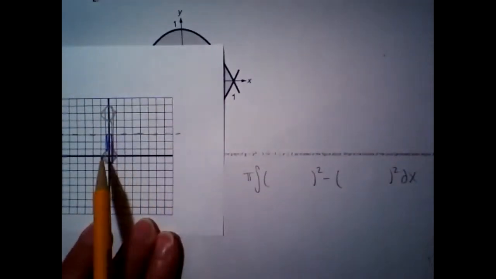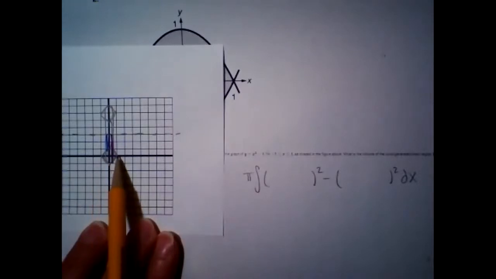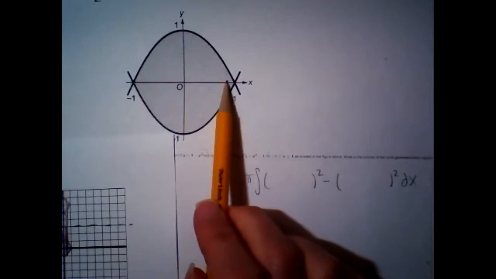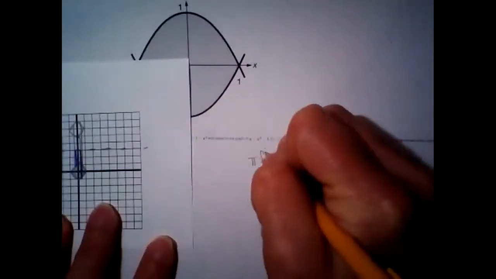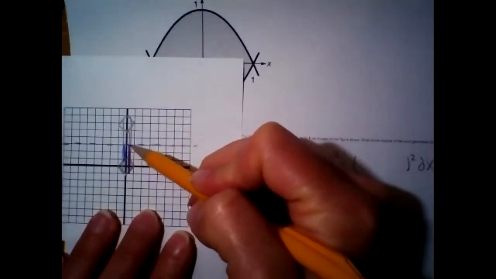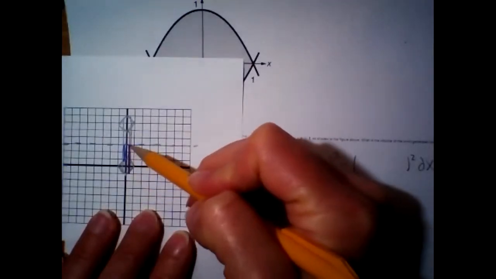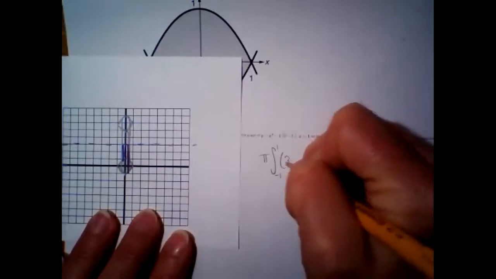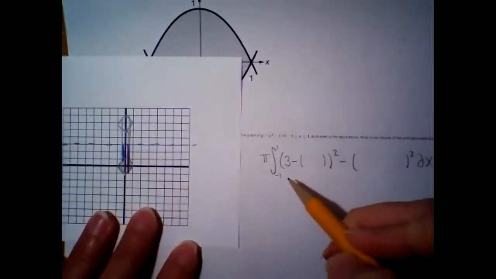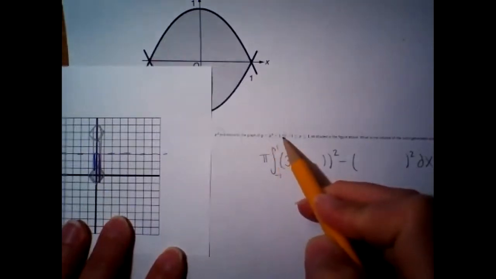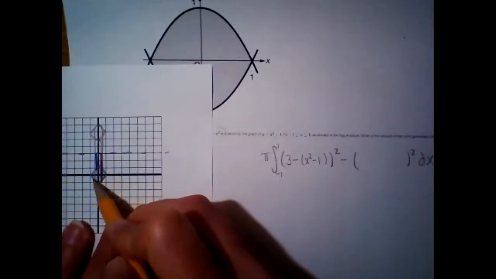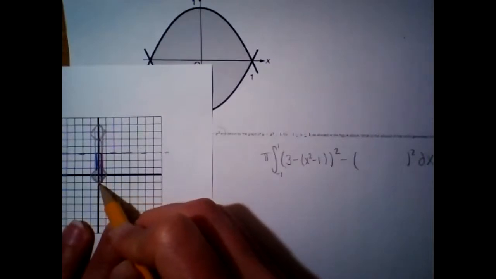So our boundaries, looking at our x-axis, would be -1 to 1. And you can see that on this graph that they did too. So it'll be -1 to +1. And then the outside radius is the pink one. Again, upper graph minus lower graph. So it's going to be 3 minus, and then that function, this lower one, was the x squared minus 1. That was the parabola, the right side up parabola that was just moved down one.